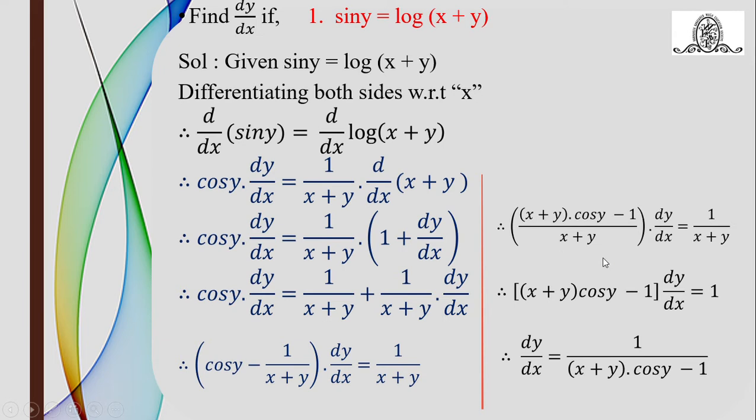So after cancelling that common denominator, only this numerator part will remain. X plus y into cos y minus 1, dy by dx, is equal to 1, which only will remain there in the RHS. Hence dy by dx is equal to 1 upon this whole bracket, which is your final answer for dy by dx. So this way we have to find the derivative of implicit functions. Definitely for an implicit function, your dy by dx answer will come in x and y both.